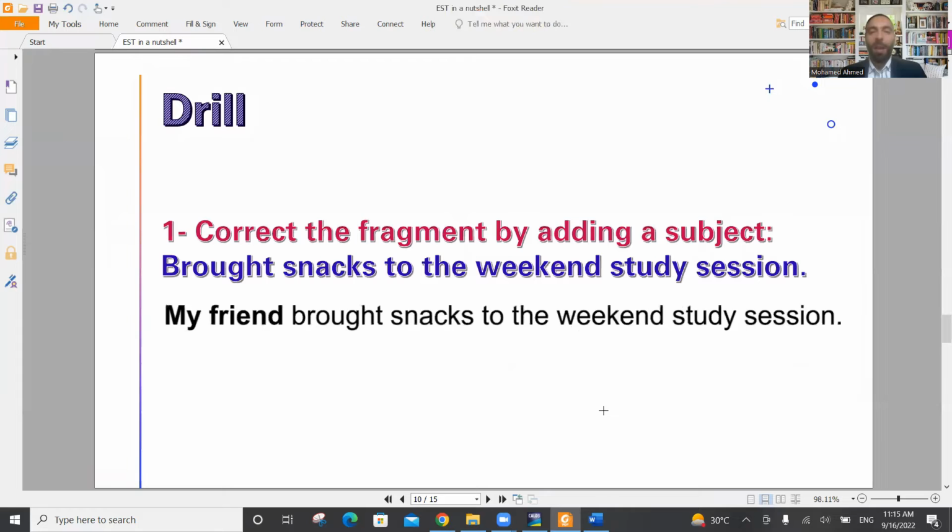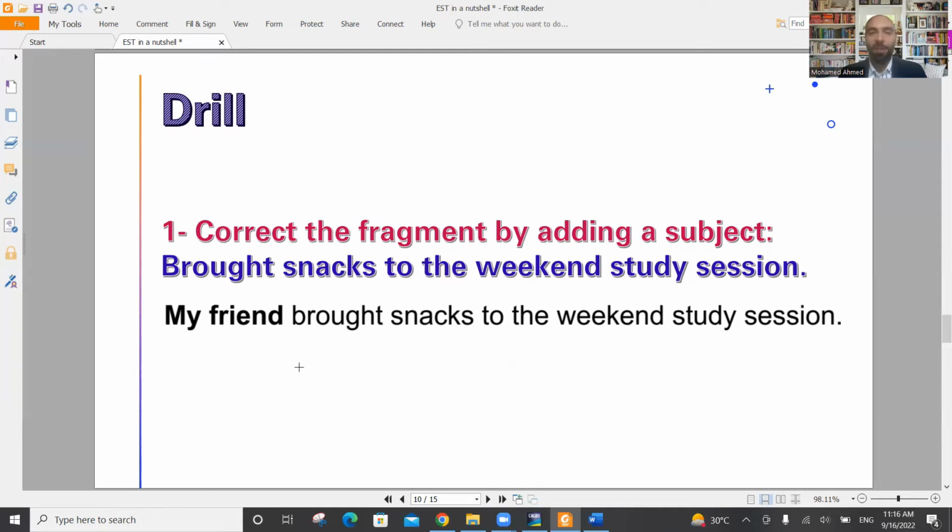Now we have a drill. Let's look at the first one. I want you to correct a fragment by adding a subject. If you want to make use of this drill, you can copy the question and answer it, and then check our answer here. After you finish answering, you can come back to the video again, and you can listen and make sure that your answer is correct. But actually, many answers are acceptable.